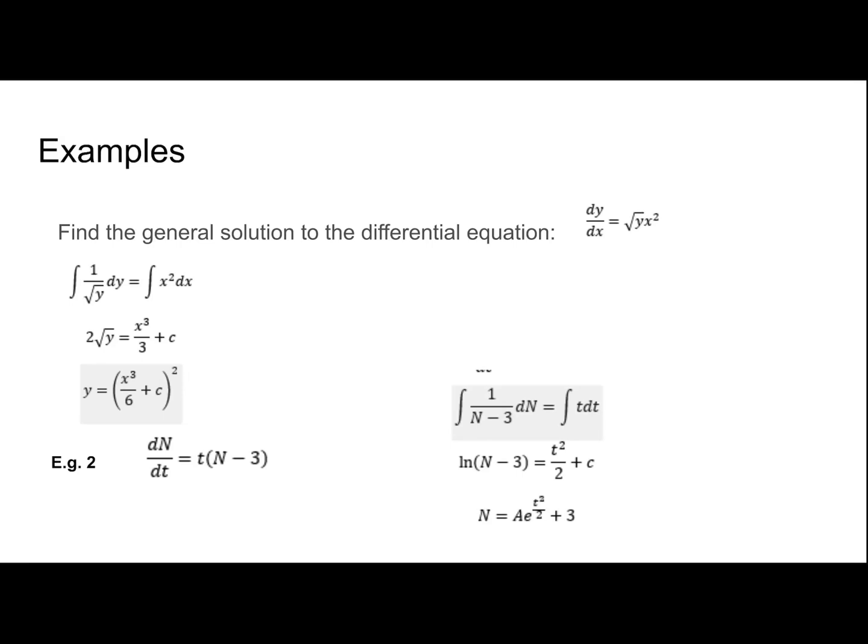In terms of how I got the A, basically, if we have a plus c on the right-hand side and we move the ln to the other side, we'll get e to the power of t squared over 2, and the plus c can just be moved to our product as an A at the front. So n equals A times e to the power of t squared over 2, plus 3.